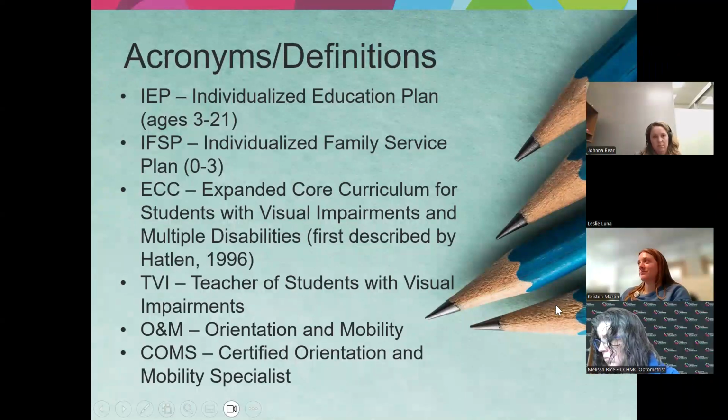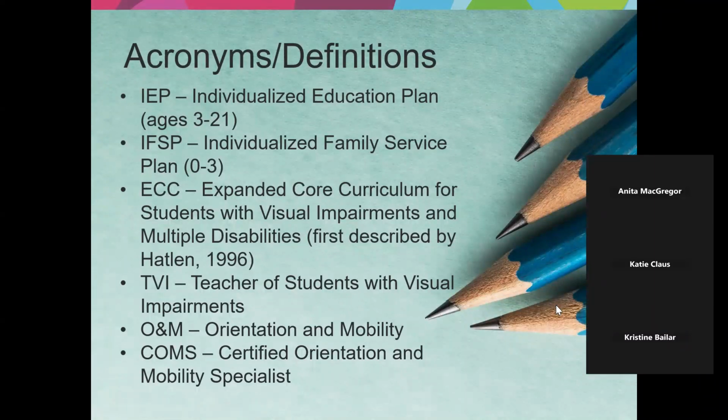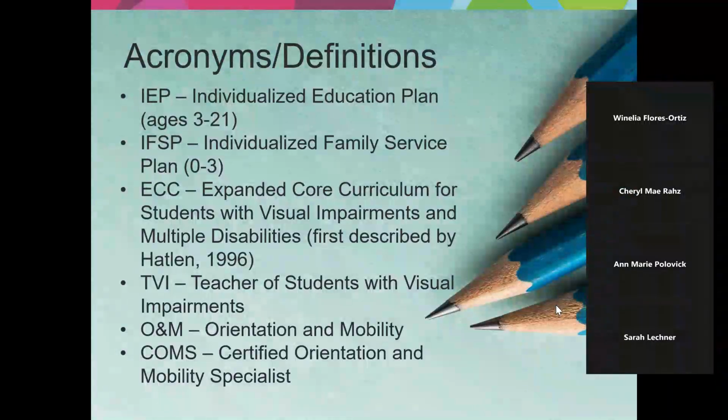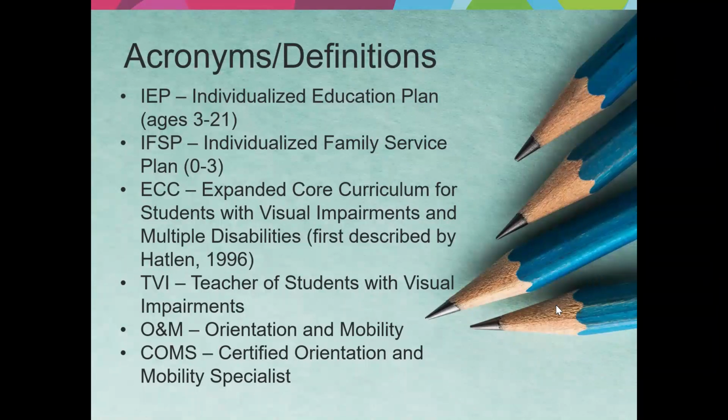Of course, IEP is the individualized education plan or program for ages 3 to 21. Before that, if they're in early intervention, they'd have an individualized family service plan, hopefully for 0 to 3, or an IFSP. Within our vision specific language, we have the expanded core curriculum for students with visual impairments and multiple disabilities, often referred to just as the ECC, and I'm going to go into that in a lot more detail here in a bit. The teacher of students with visual impairments that I already referenced.